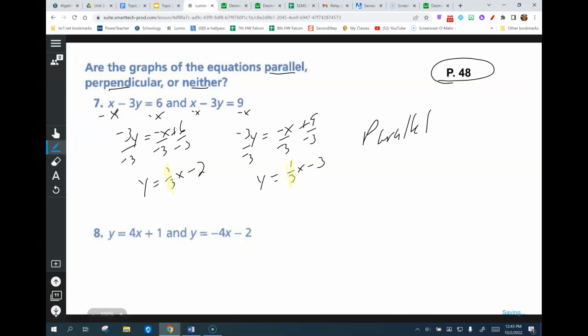Now in 8, they were nicer to you, weren't they? If you haven't already done it, do it right now. Look at those. Okay, so look at my slopes: 4 and negative 4. Are they the same? Nope, so they're not parallel. Are they opposite reciprocals? Well, they're opposite, but they're not reciprocals. So these are neither. Okay, good.